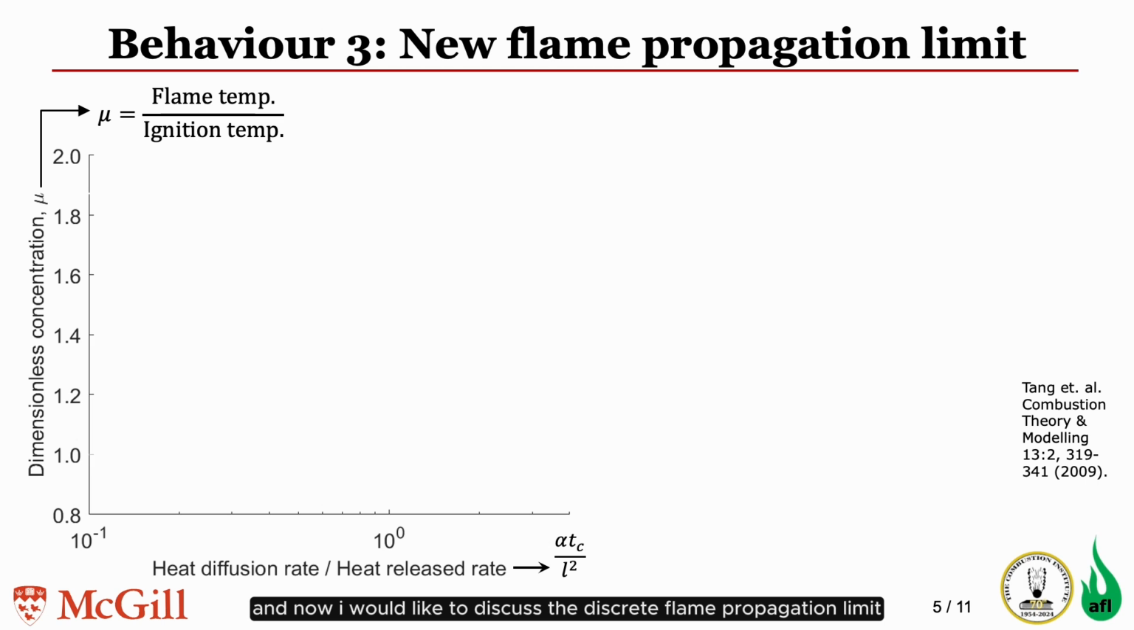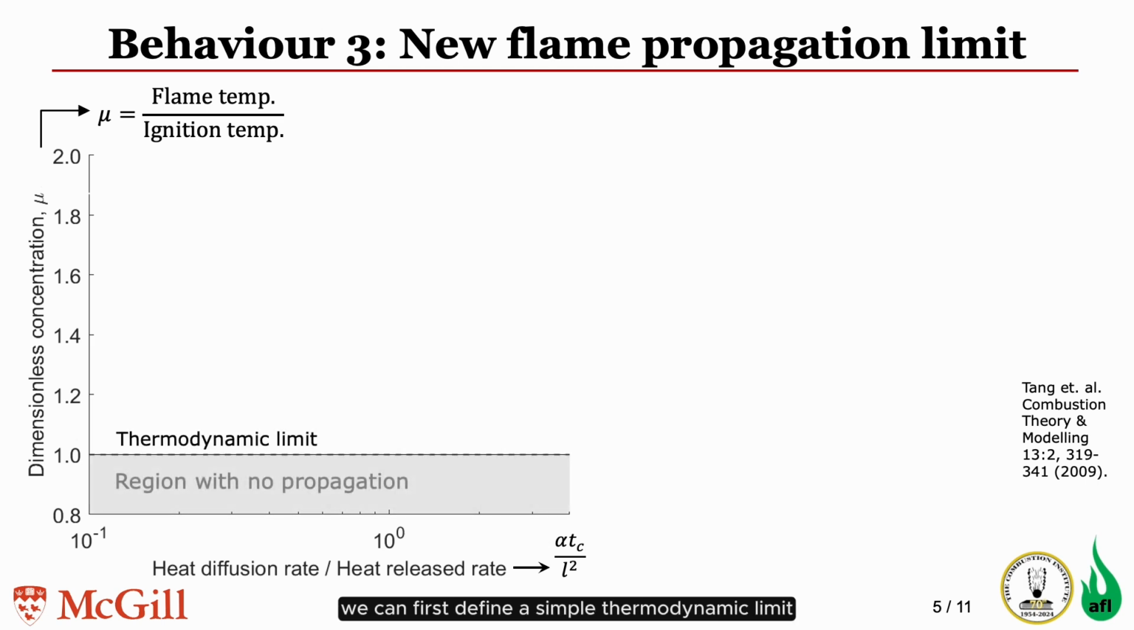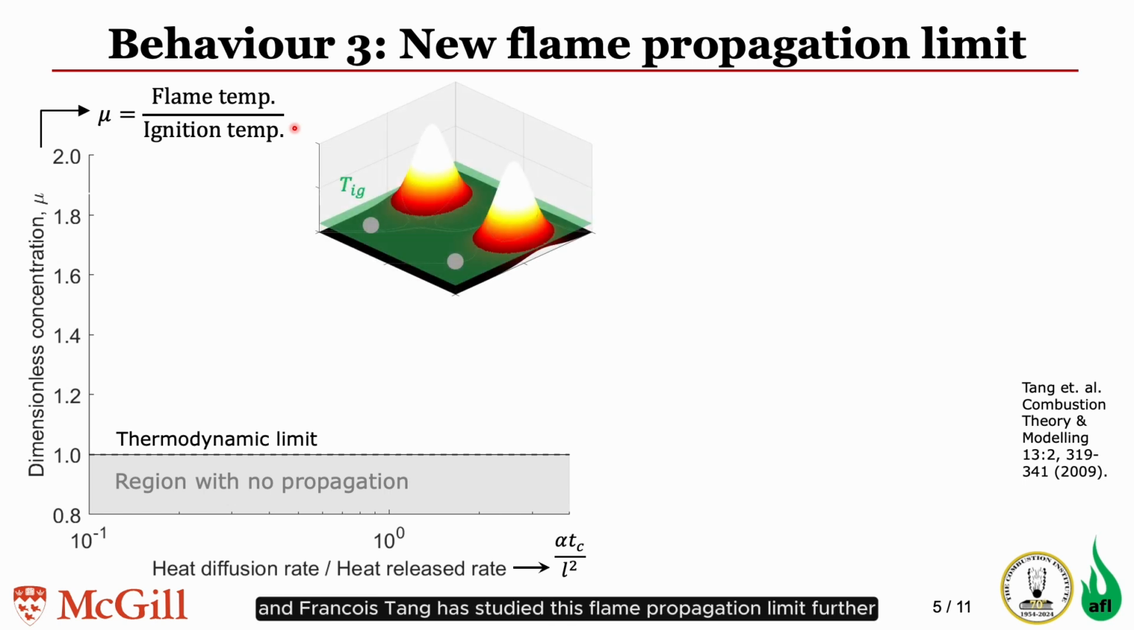And now I would like to discuss the discrete flame propagation limit. We can first define a simple thermodynamic limit, which is based on the fact that we need a fuel concentration that can generate a flame temperature higher than the initial temperature to make the flame propagation possible. And Francois Tang has studied this flame propagation limit further by having a rectangular grid where all the particles are regularly spaced between each other.